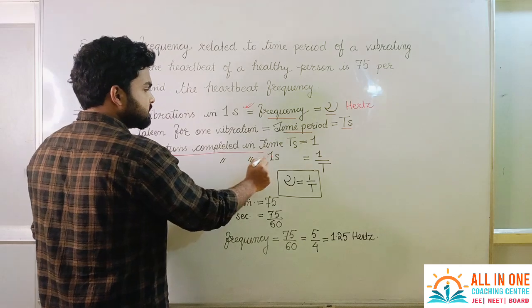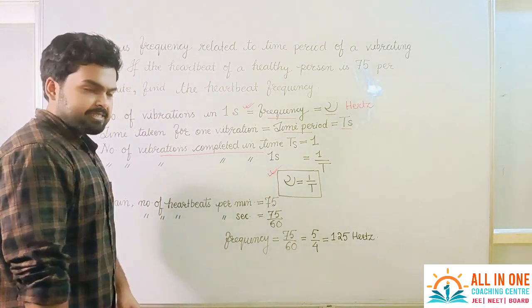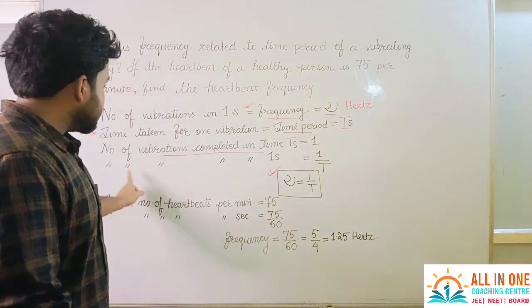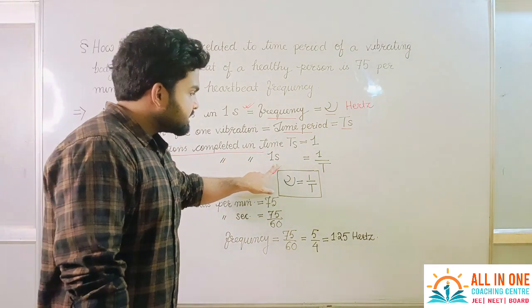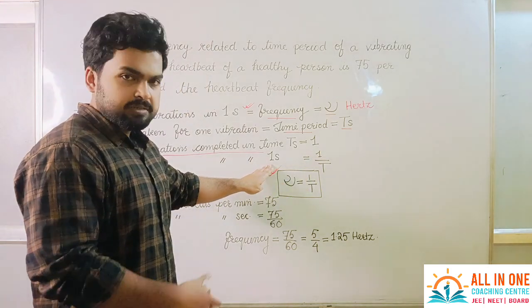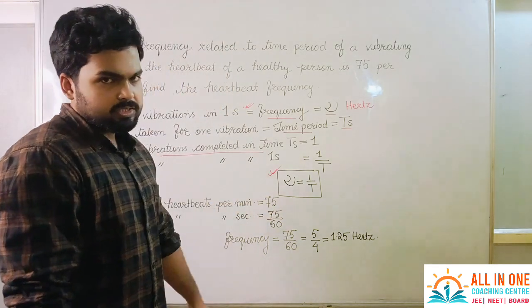So instead of this ami likhibo paru nu is equal to 1 by T. That is, number of vibrations completed in time T seconds is 1. Number of vibrations completed in time 1 second is 1 by T. But number of vibrations completed in 1 second is nothing but frequency. So 1 by T is our frequency, likhibo paru, and that is the required relation.